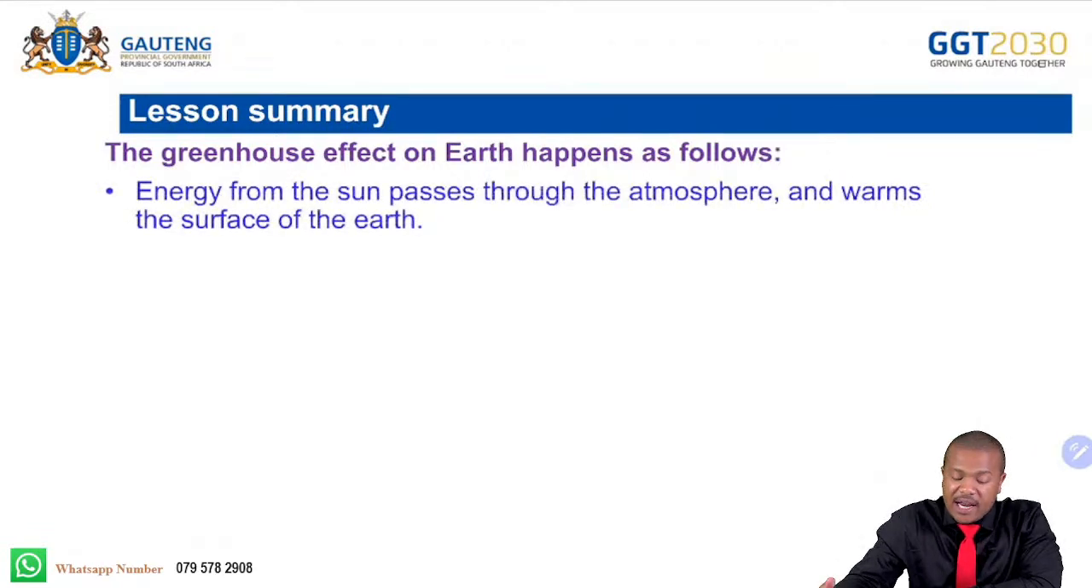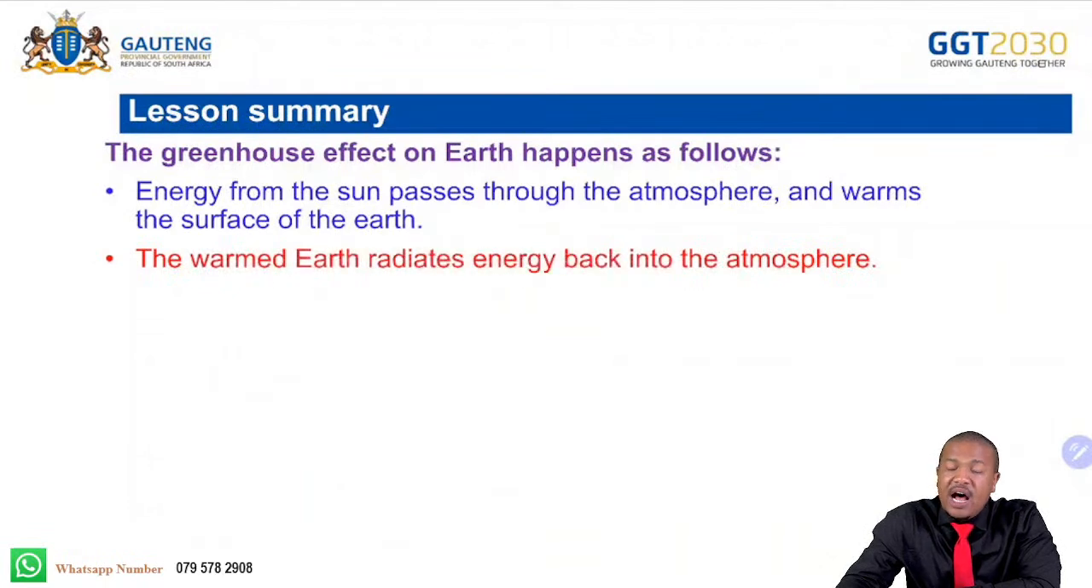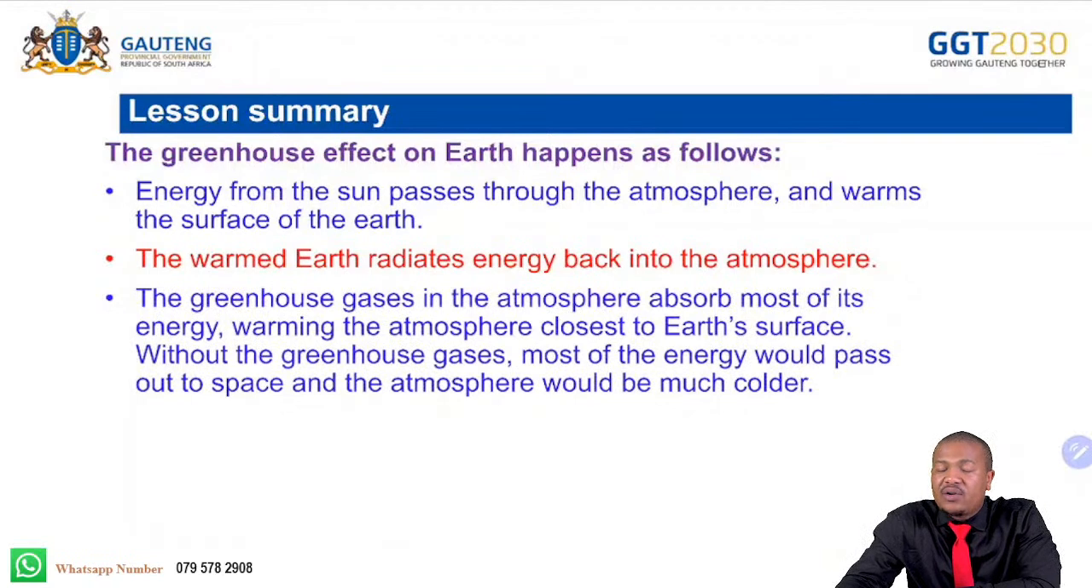Firstly, the energy from the sun passes through the atmosphere and warms the surface of the Earth. Then afterwards, the warmed Earth radiates energy back into the atmosphere, right? When it does that, it reaches the atmosphere, it gets what?